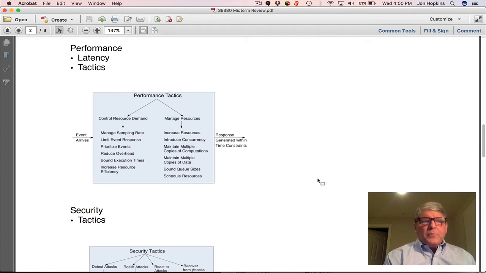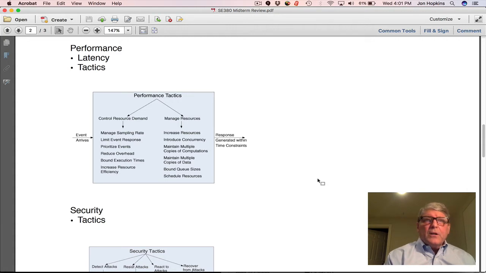So when we look at performance, basically we're talking about how many events can we handle and how quickly can we take care of them. And so there's a variety of tactics having to do with both controlling the demand for the resource and managing the resource. So there's two different components to this. A lot of times we think about managing the resources. In other words, can I have a faster processor? Can I have less overhead?